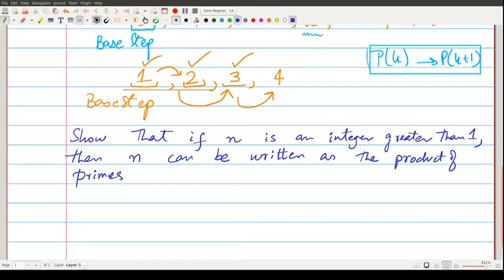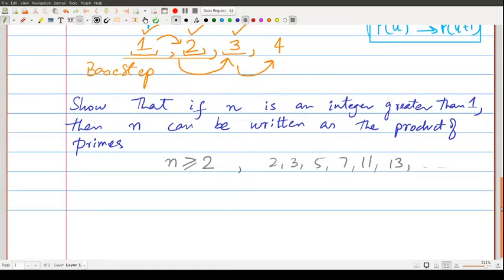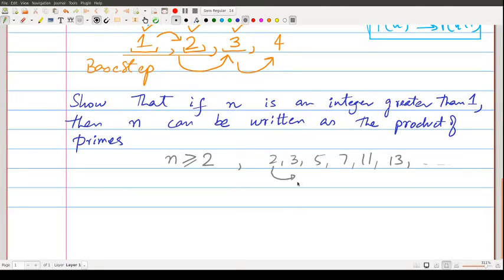All right, so let's do this. And so the proof is done by strong induction. So we want to prove the statement for n greater than 1, which is basically n is greater than or equal to 2. We want to prove that the statement holds for n greater than or equal to 2. Okay, and so we know what primes are. Primes are 2, 3, 5, 7, not 9, 10, 11, 13, and so on.